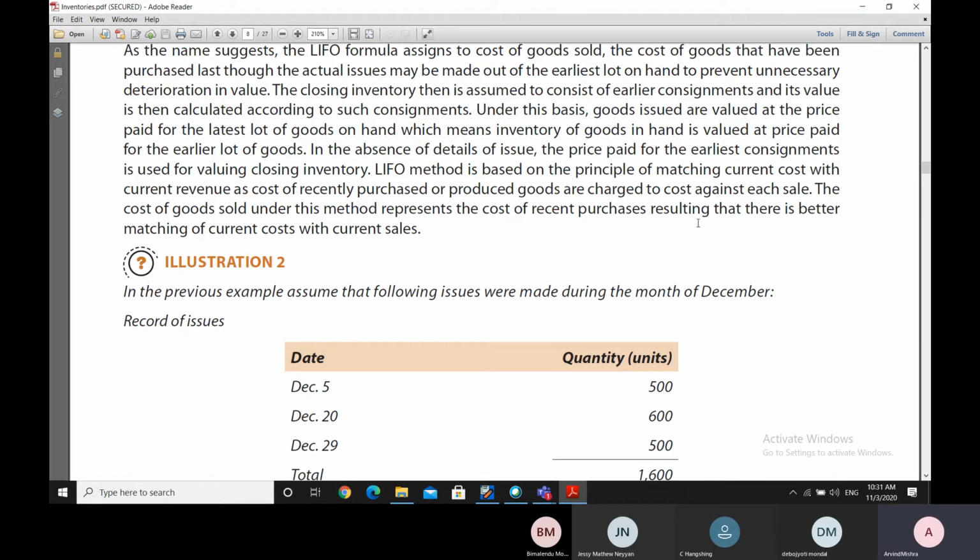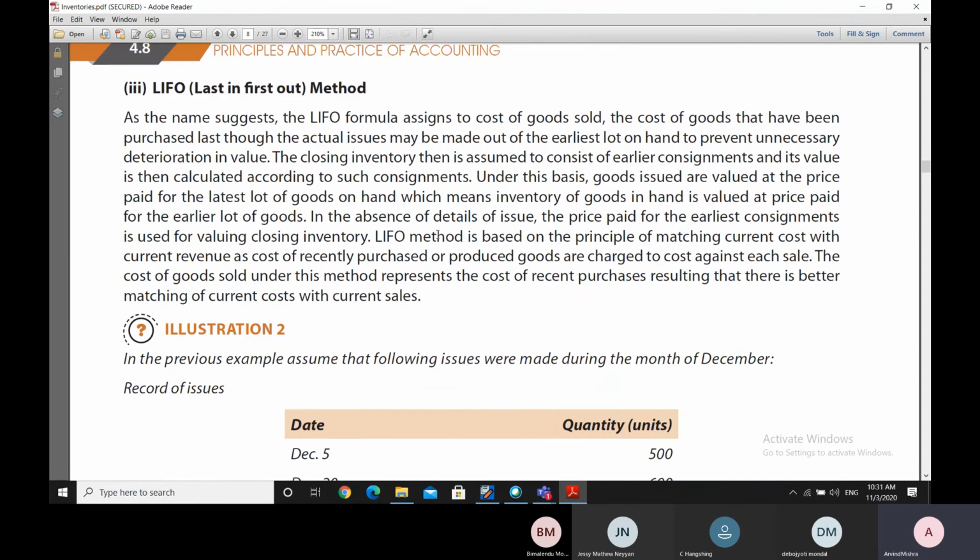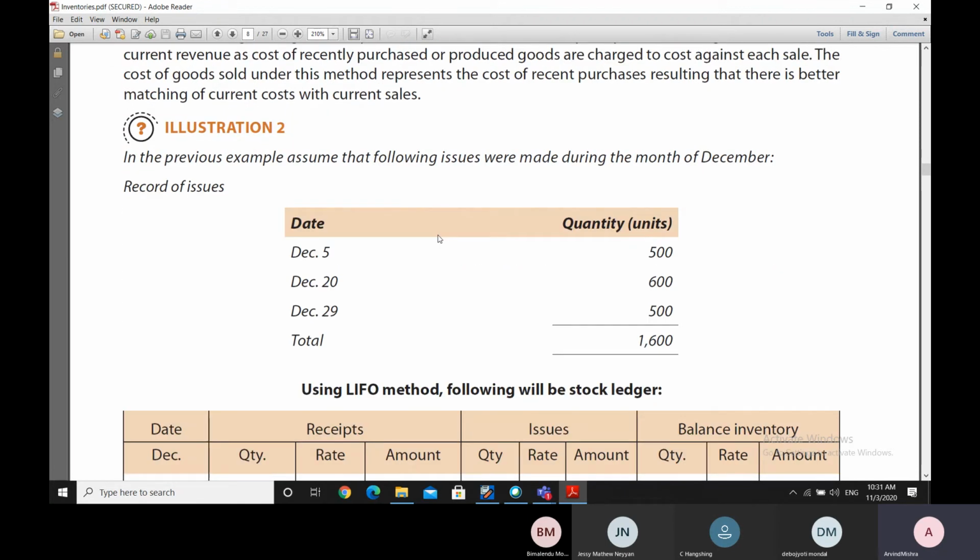We say that when we are selling some items, we are selling the recent items, the recently purchased items. And that results in a better matching of the current cost with the current sales. In order to ensure that matching of current cost is in better match with the current sales, this method is utilized, called the LIFO method.